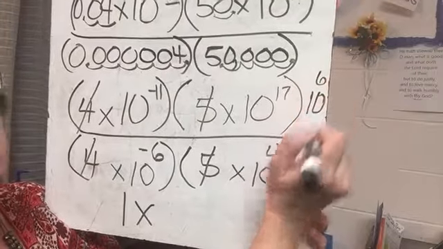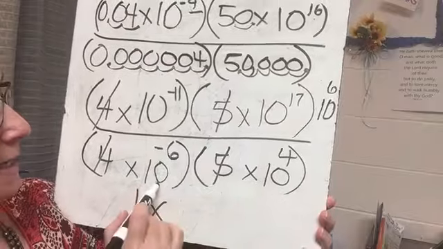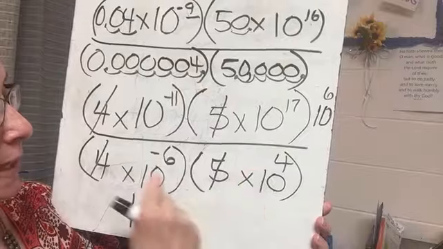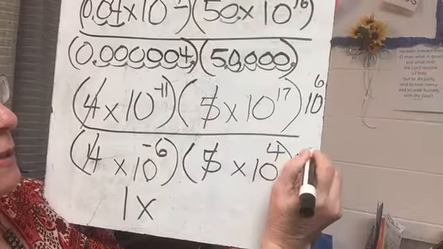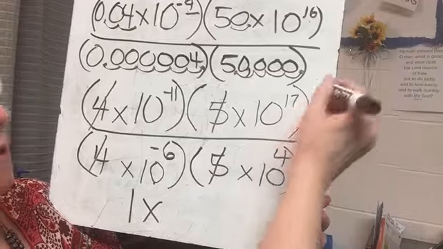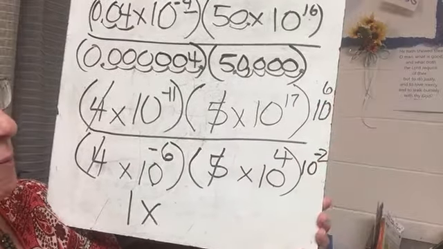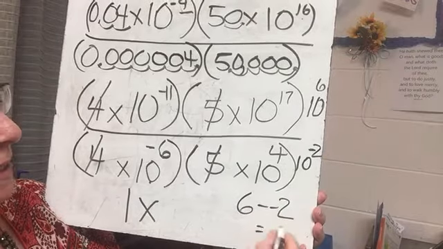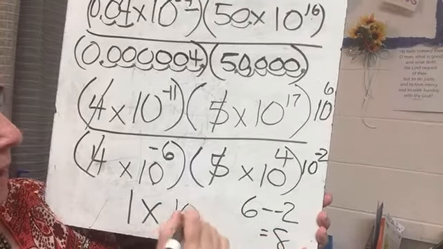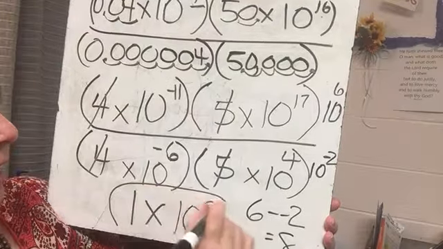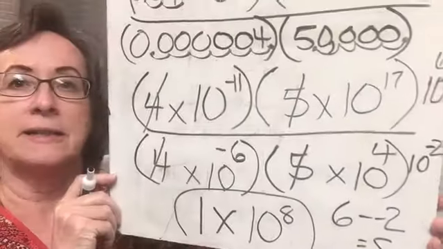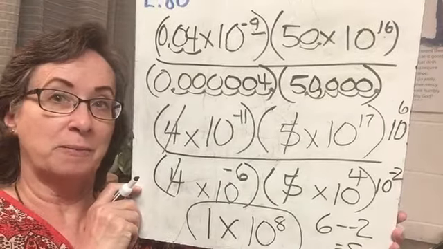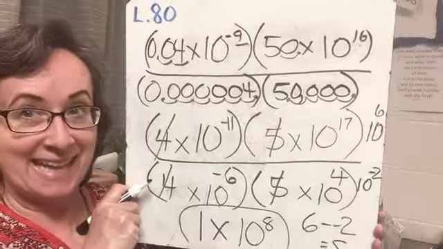So we'll just put our little summary over there, 10 to the 6th. 10 to the negative 6, 10 to the 4. I'm adding those two because these are multiplied together. I get a 10 to the negative 2. So now I'm going to divide, which means I'm going to subtract my exponents. And 6 minus a negative 2 is 8. So times 10 to the 8. And we are done with our last problem on lesson 80.